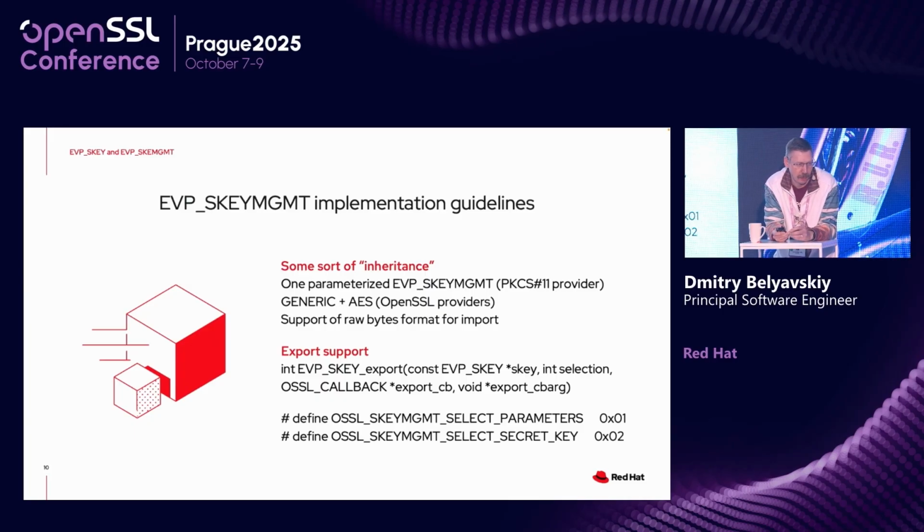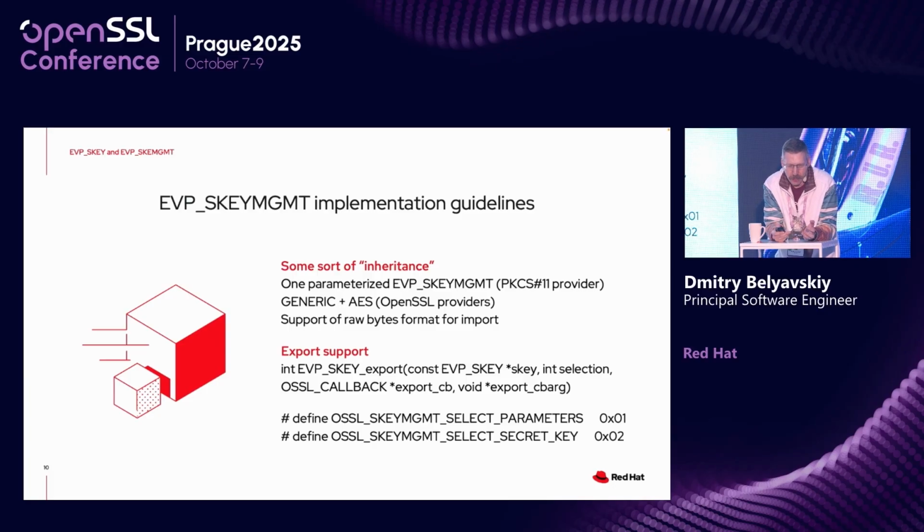So for export support, you can provide some callback functions similar to the arguments of UPPK export. For example, if you have a store which is password protected, this is the way for the application to request the password and pass it down to the stack.